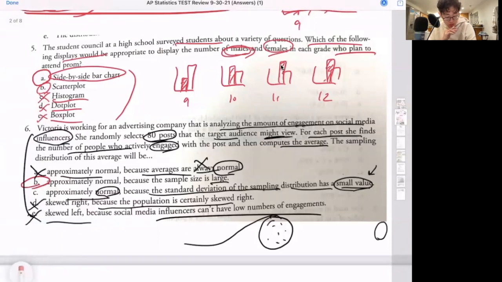But really, amongst these, approximately normal because the standard deviation of the sampling distribution has a small value. I think it's because C cannot be determined. You don't know whether it's going to be small or large. If we're talking about the best one, I can go with B here. We can't calculate the standard deviation because we just don't know how many engagement measurements, like likes and comments, there are. So this is just too ambiguous for me. Population is certainly skewed to the right. I personally like D here. But for 6, I'll just get back to you guys on this one. This is a little tricky. I would really debate between B and D for this.